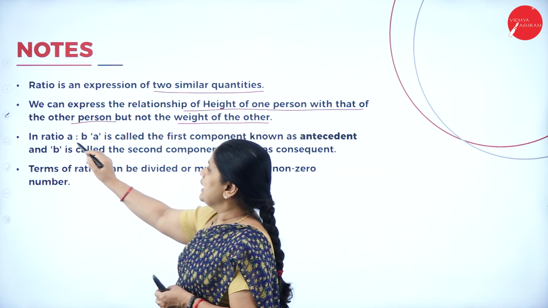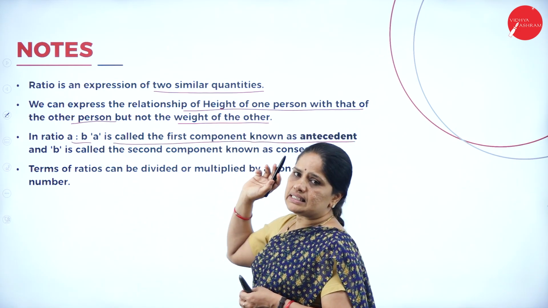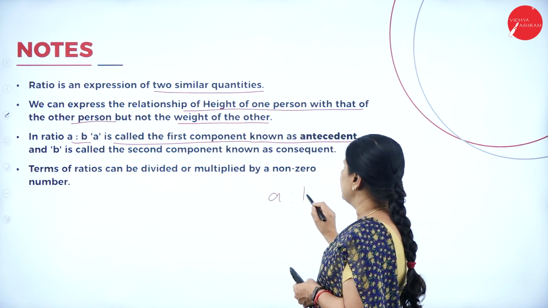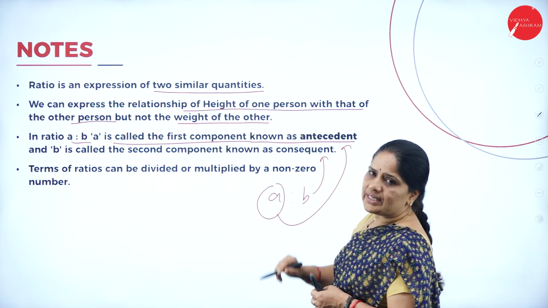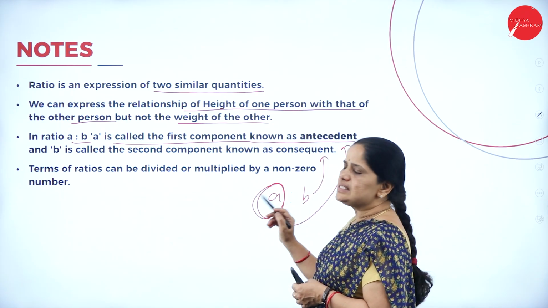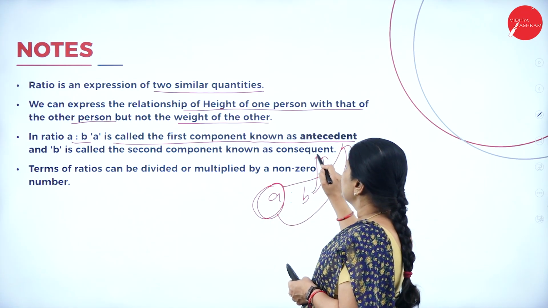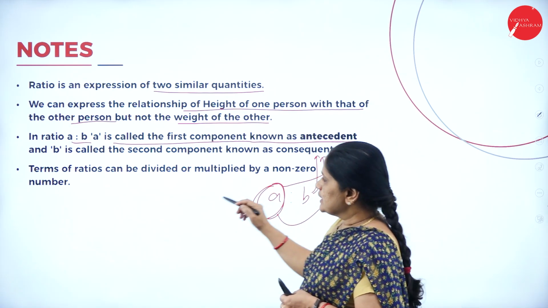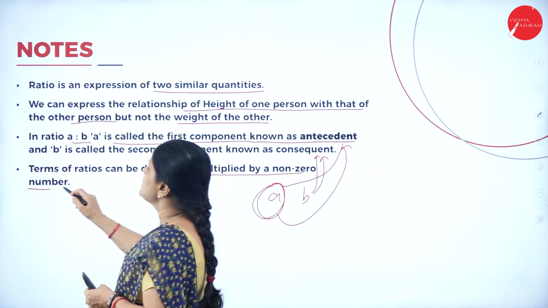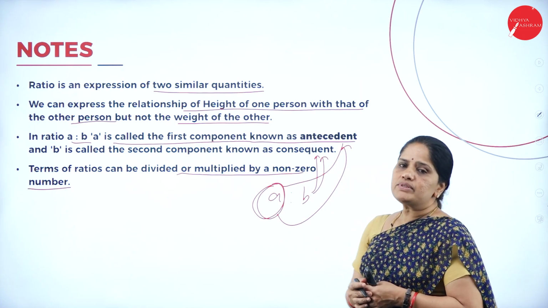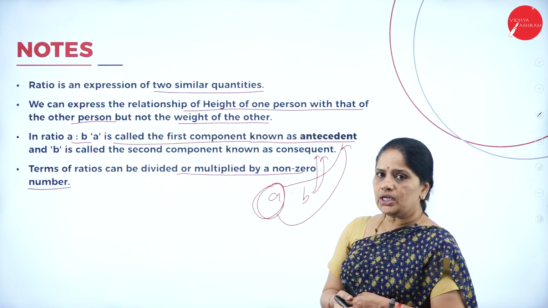In the ratio A is to B, A is called the first component, known as the antecedent. So in A is to B, A will be the antecedent and B is the consequent. The first number expressed in the ratio is called the antecedent and B is called the consequent. The terms of ratios can be multiplied or divided by a non-zero number.